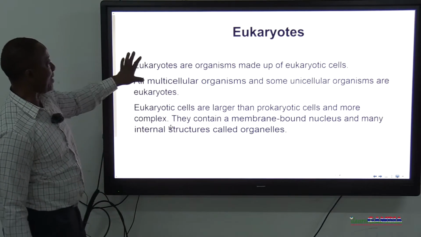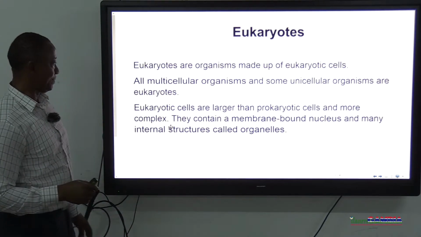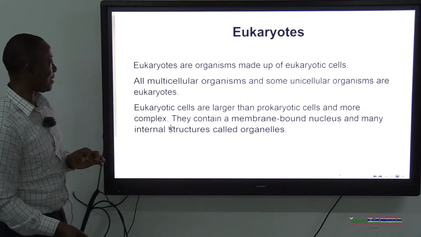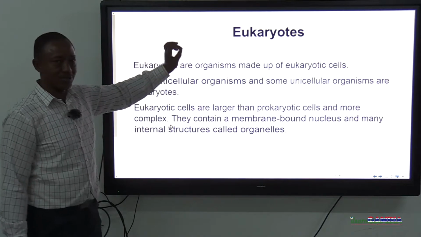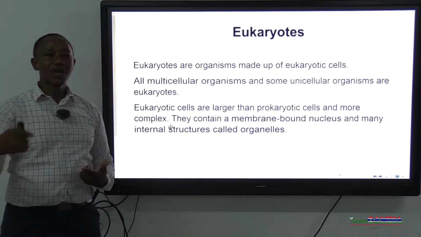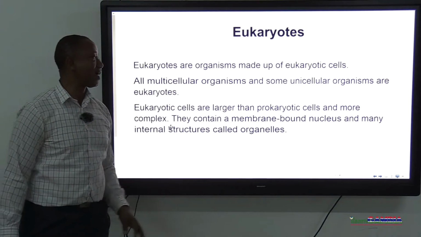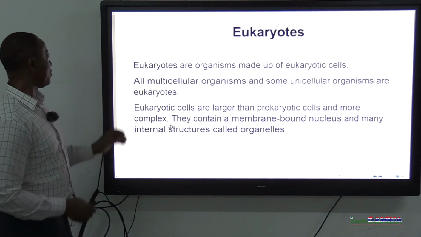Eukaryotes, on the other side, are organisms that are made up of eukaryotic cells. So we are describing the cells as eukaryotic cells, and the organisms that are made up of that, you call them eukaryotes. The same thing applies to the prokaryotes. They are made up of prokaryotic cells. So all multicellular organisms and some unicellular organisms are eukaryotes.